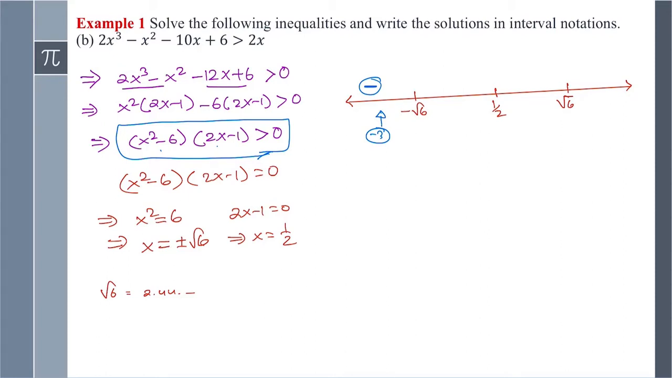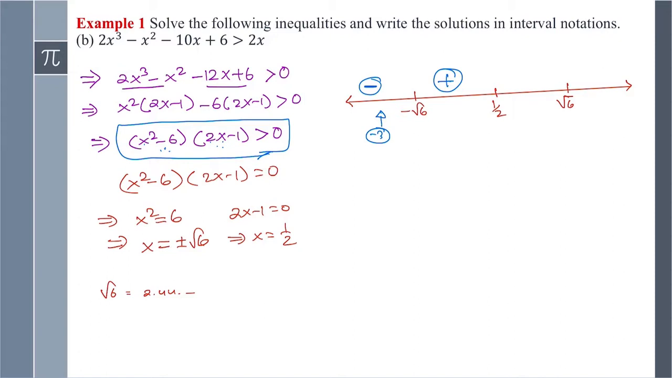Now similarly, let's pick a number between negative square root of 6 and 1/2. So let's pick 0. If we pick 0 and put it here, we get 0 squared minus 6, which is a negative number. And then 2 times 0 minus 1 is a negative number. So negative times negative is positive. That means here we get a positive number.